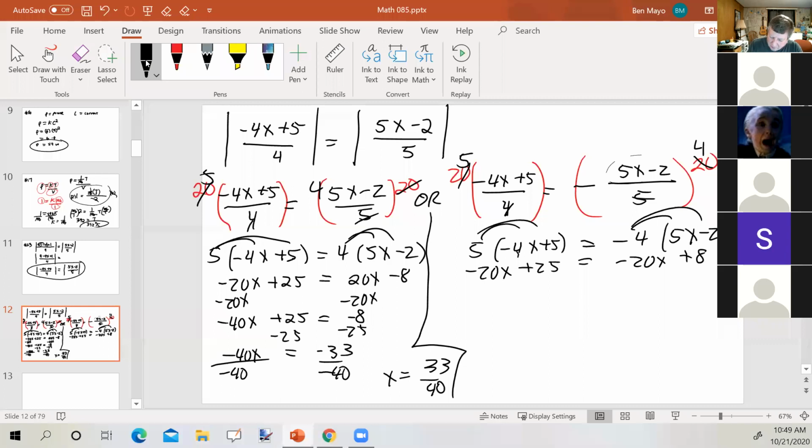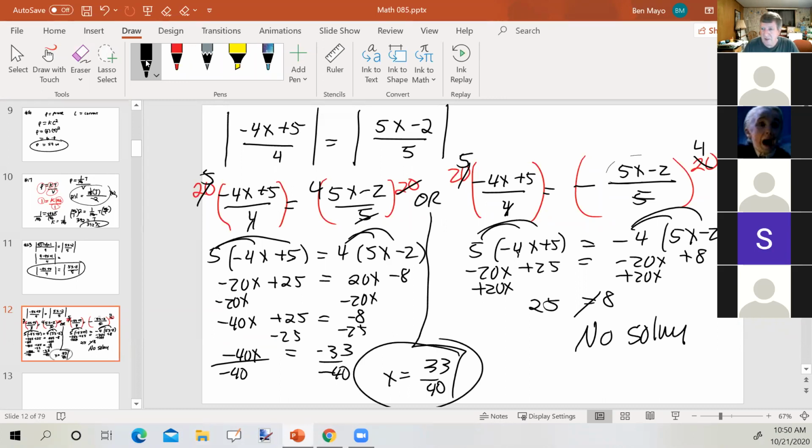I'm going to solve for x on the left, so I'm going to add 20x to both sides, and I get 25 equals 8. Oh, 25 doesn't equal 8, does it? So there's no solution for this one. Now, that means that this is the only correct solution. So this one doesn't work, but if you said no solution, that might imply that there weren't any at all, but there was the one. Do you want me to go through and check my work?